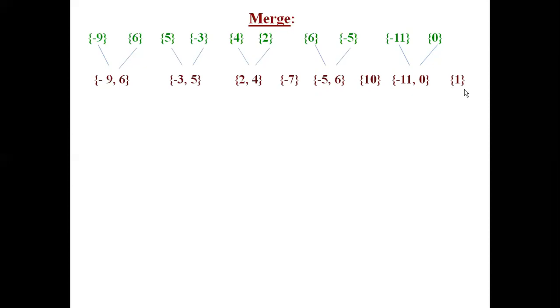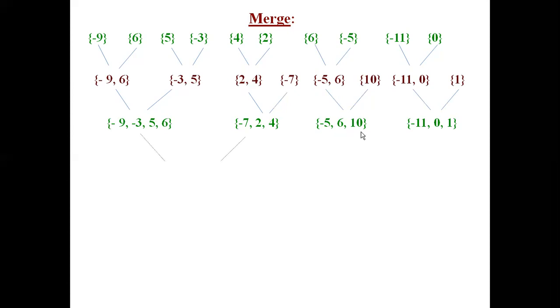Again, apply the concept of merge. Take two sets and combine them. So we have minus 9, minus 3, 5, 6 arranged in the non-decreasing order. 2, 4, minus 7. So again we arrange this, it becomes minus 7, 2, 4. We have minus 5, 6, 10. So we take this and arrange it, it becomes minus 5, 6, 10 in the non-decreasing order. Finally for minus 11, 0, 1 also in the non-decreasing order.